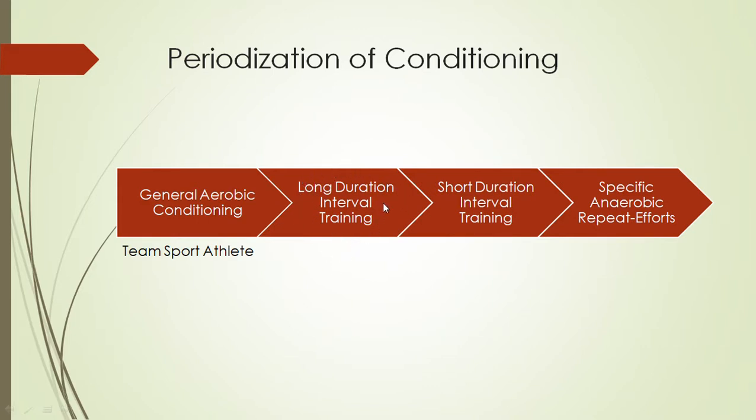We might also get that lactate training in this interval block, which may or may not be beneficial for the sport. And then we start to get more specific. We might do some interval training that's shorter duration. So maybe not 100% specific to the sport yet, but more specific. So we're slowly going from longer to shorter durations, but the intensity is going to be higher. And then finally, we might do some really specific anaerobic repeat effort work.